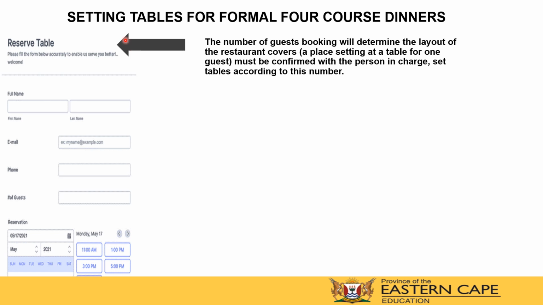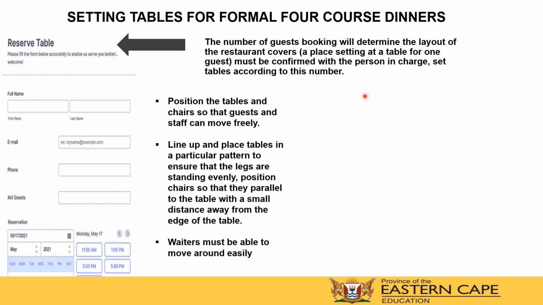Now, this is just an example of what a table booking will look like. You will have the full name of the guest, his email address, his phone number, and the number of guests that will be coming, and then what date the reservation is for, and what time they are planning to arrive at the restaurant.